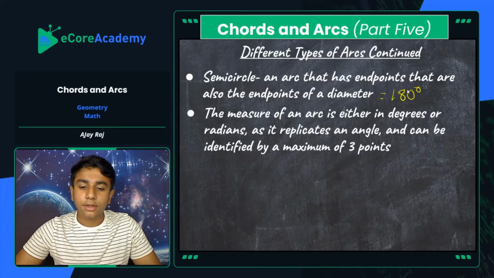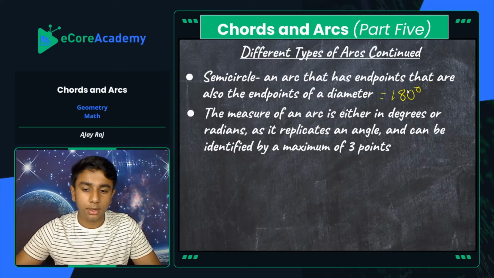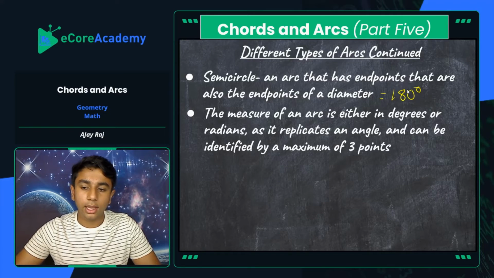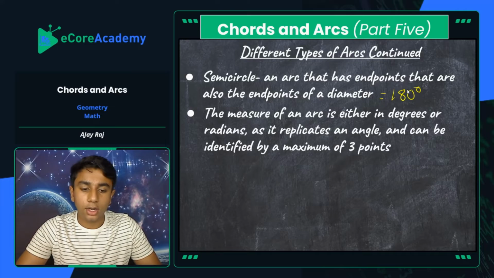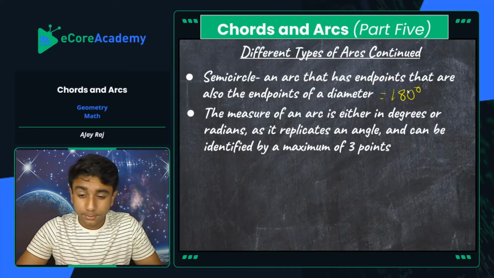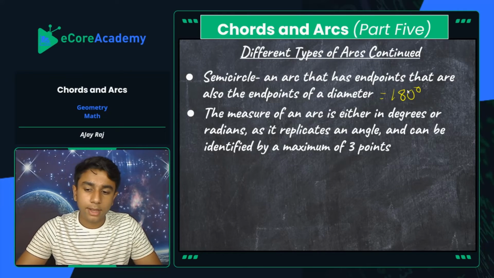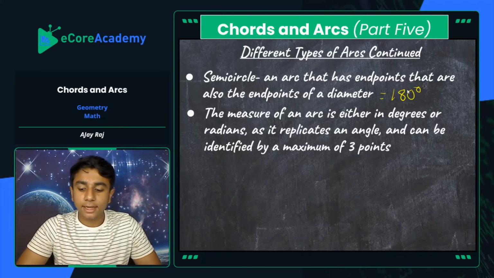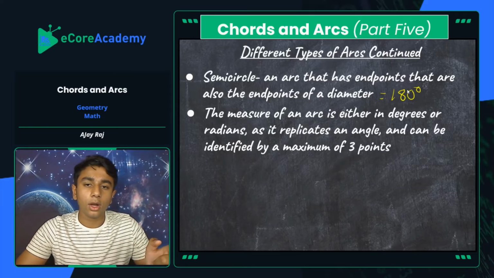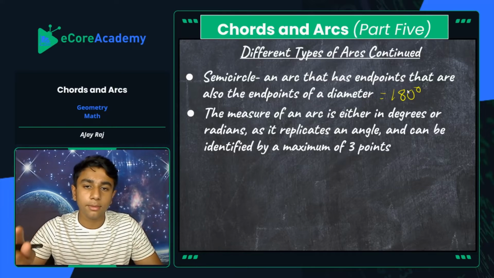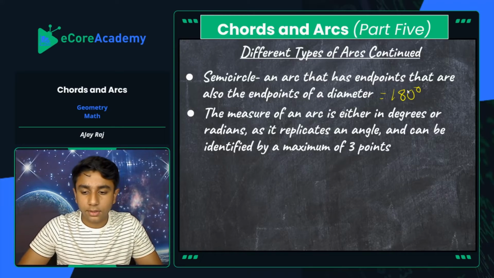And the measure of an arc is either in degrees or radians. I have not introduced radians yet, but I just want to put that out there. Maybe you're already familiar with it coming into this lesson, but I will be teaching that when we go over trigonometric ratios, and I will also refer to it later on in this unit. But it replicates an angle. Basically, it replicates your central angle located in the center of your circle, which is 360 degrees. A semicircle is always going to equal 180 degrees. You'll have two of them. And any arc can be identified by 2 points at its endpoints, or 3 points, two endpoints and 1 point that's located somewhere along the arc.